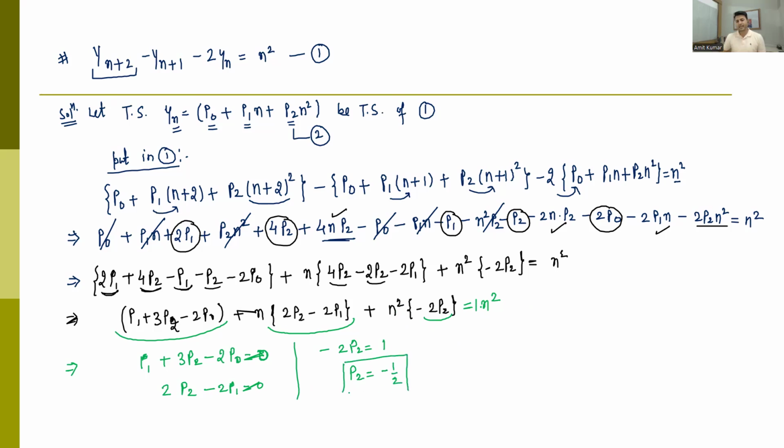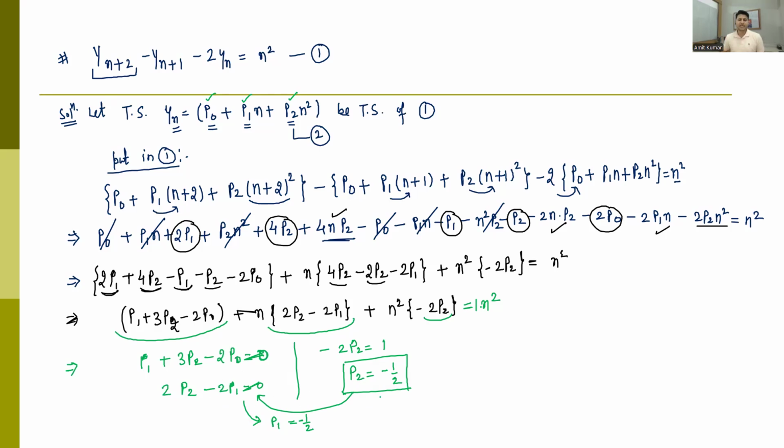When we started with the trial solution, our aim was to evaluate these undetermined coefficients, which are P0, P1, and P2. We obtained P2. If we put this P2 in this equation, we will get P1 also. From this equation, P1 is equal to P2. So P1 also comes out as minus half. When I put P2 in this equation, I obtain P1 as minus half.